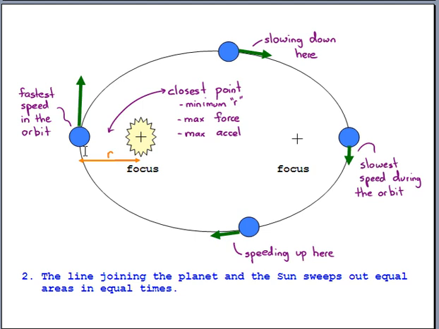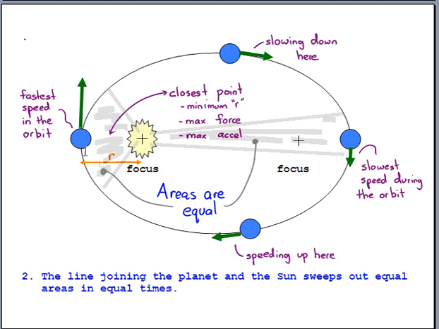If you connected the Earth and the sun with a string, then that line, that string joining the planet and the sun, it actually sweeps out equal areas in equal times. Okay, well that's an easy thing to say. What does it mean? It means this.